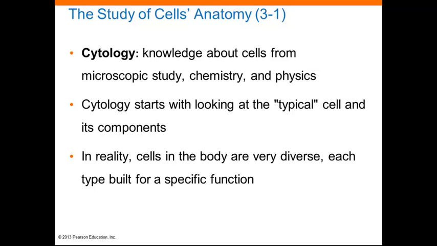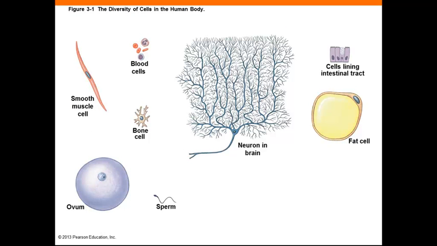In reality, cells in the body are very diverse, and each type is built for a very specific function, like those pictured on this slide. They have many different shapes and a variety of special functions. The cell types shown here have the dimensions they would have if they were magnified about 500 times, and you're looking at them with one of the light microscopes like the ones we'll be using in lab.